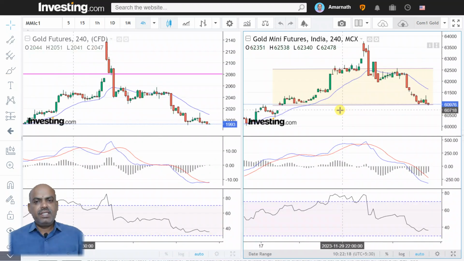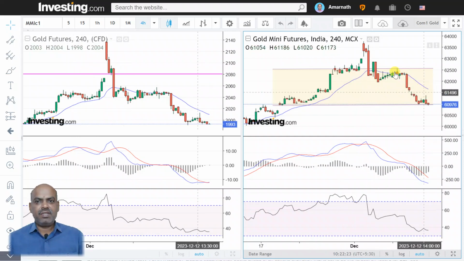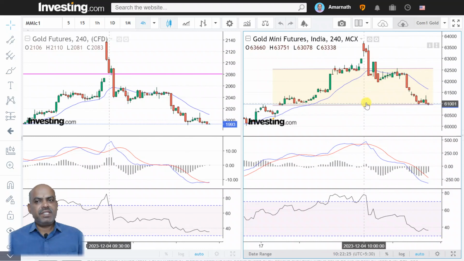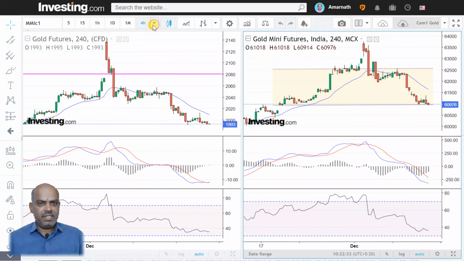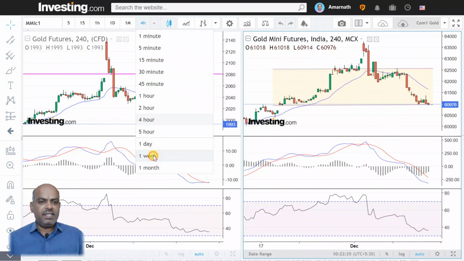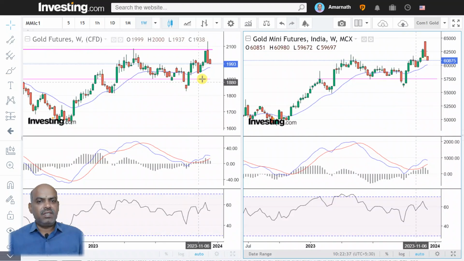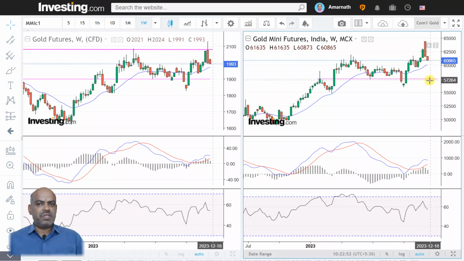If you see gold, it is almost struggling, we can say. It is also in a range. If you see the 4 hour chart of MCX, it is trading between 61,000 and 62,500. There are possibilities if it breaks this zone on the downside. The downside target would be 57,500 in MCX. On the dollar side, 1,900 would be the next support. If the downside movement is confirmed, the target would be 57,500 and that would be the next support also.